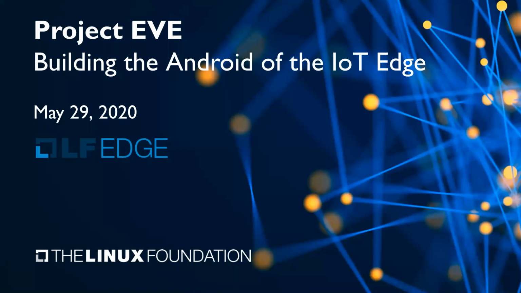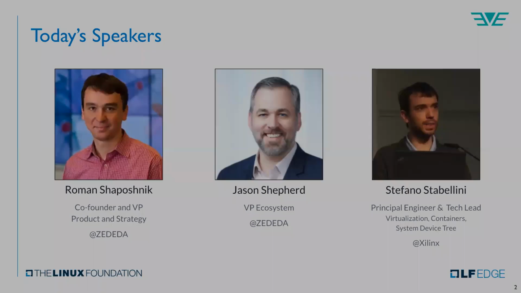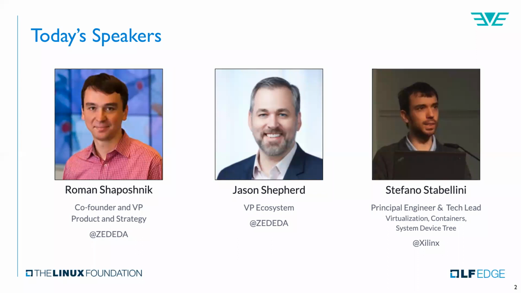All right, so today's panelists, we want to go ahead and tick to the next slide. Today's speakers, we have Roman Shaposhnik. He's the co-founder and VP of Product and Strategy at ZEDEDA. We've got Jason Shepard. He's the VP of Ecosystem, also with ZEDEDA. And we have Stefano Stabolini. He's a principal engineer and tech lead at Xilinx, and he has actually been working with the Zen project for a number of years. So he brings that expertise into his work with Project Eve. So without further ado, I'm going to go ahead and kick things off to Jason to get us started.